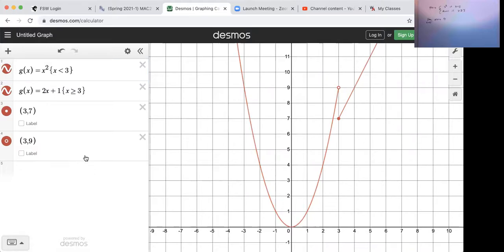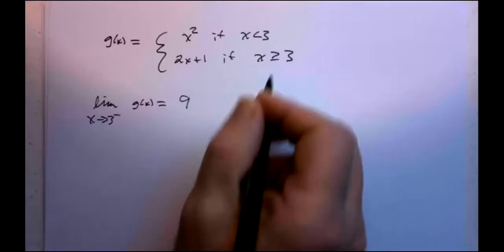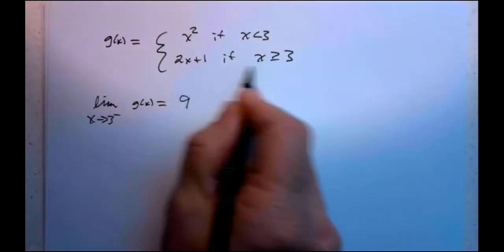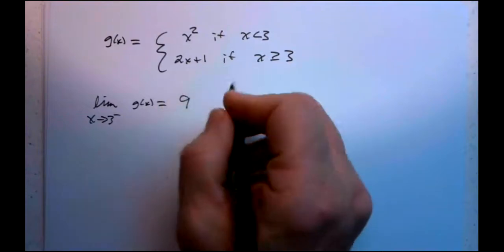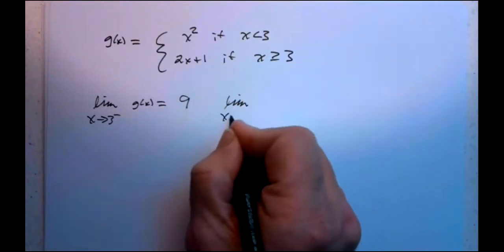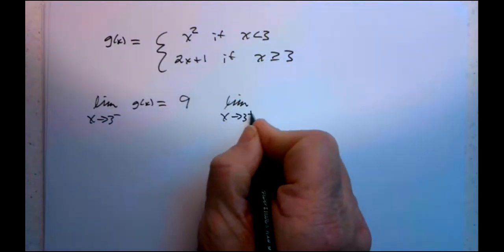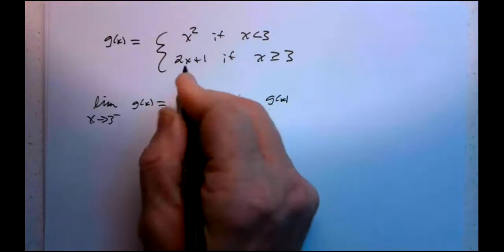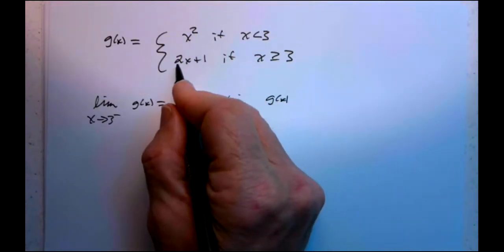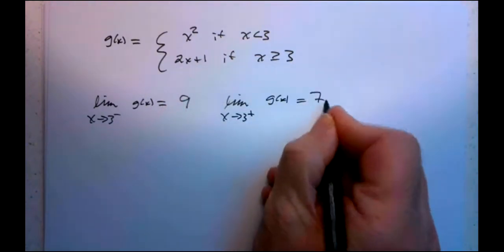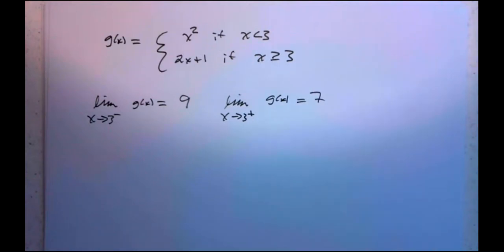Approaching from the right, we are on this branch: 3.1, 3.01, 3.001. Limit as x approaches 3 from the right of g of x. Numbers close to 3, a little more than 3 times 2 is a little more than 6 plus 1 is a little more than 7. It is getting closer and closer to 7. So the limit does not exist.